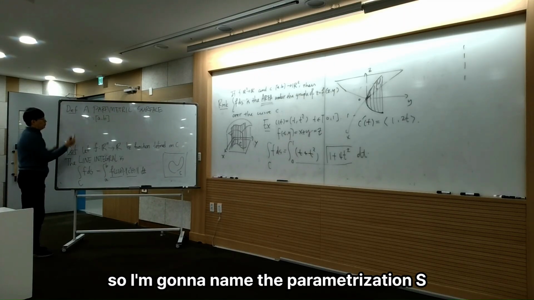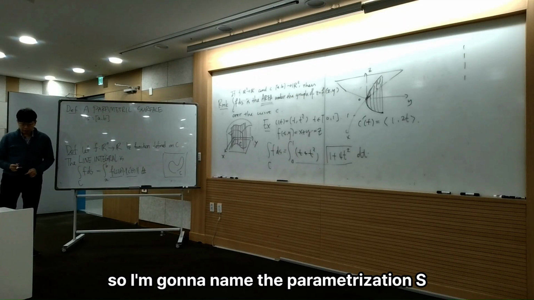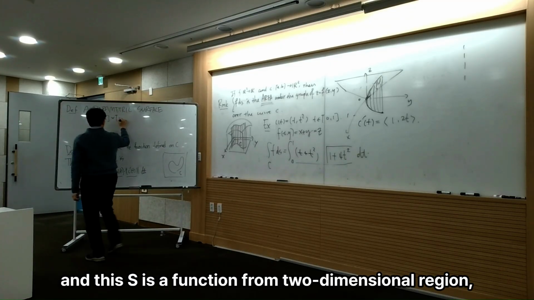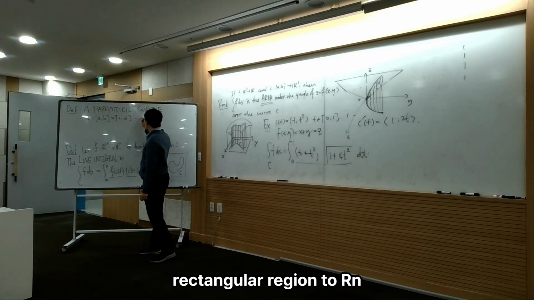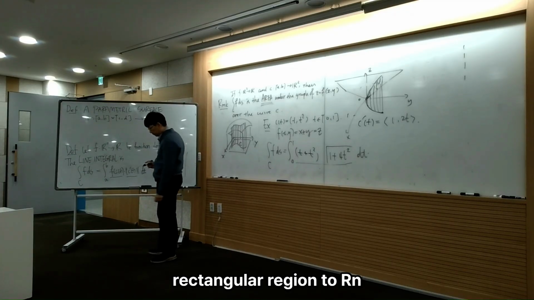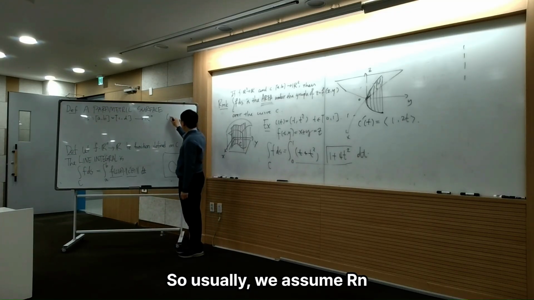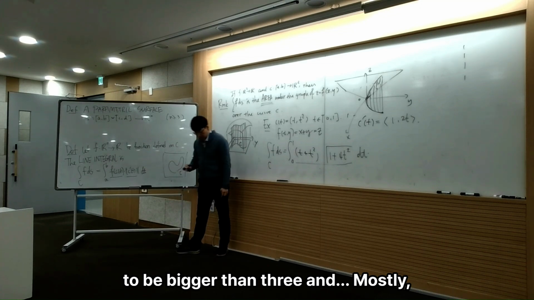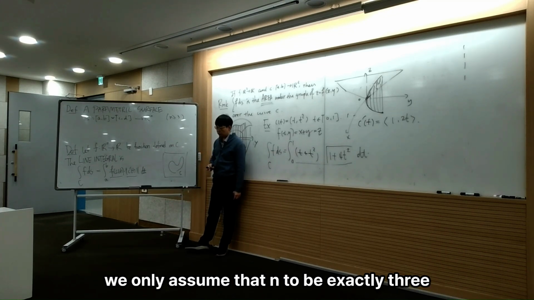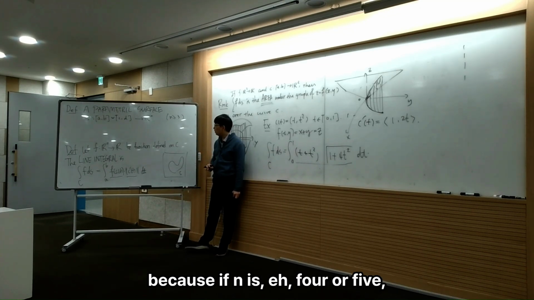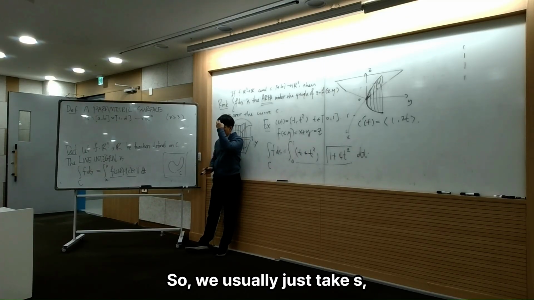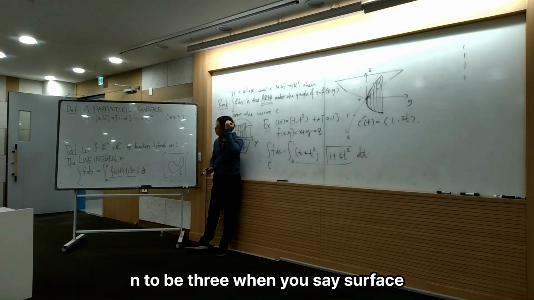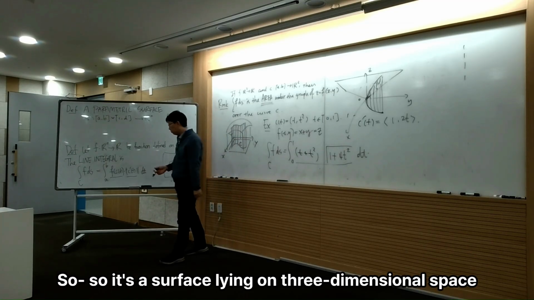So I'm going to name the parameterization S, and this S is a function from a two-dimensional region, a rectangular region, to R^n. Usually we assume n to be bigger than 3, and mostly we only assume n to be exactly 3, because if n is 4 or 5, we cannot draw the graph. So we usually just take n to be 3 when we say surface. So it's a surface lying in three-dimensional space.